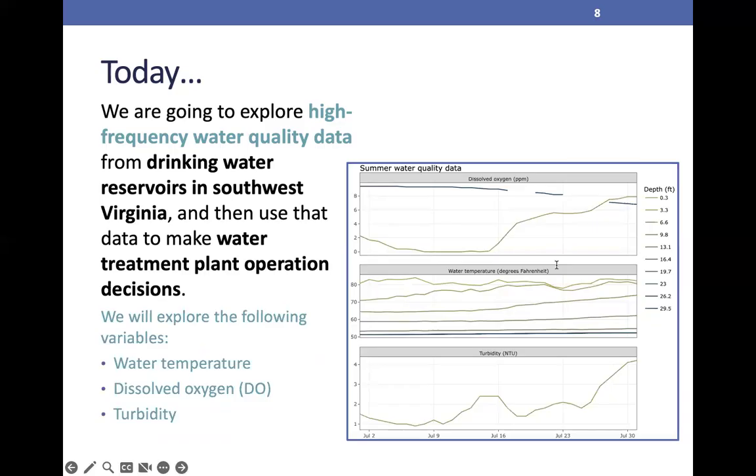In addition to turbidity, you will also explore water temperature and dissolved oxygen data, which are collected at multiple depths in the reservoir. On the right is an example figure of water temperature, dissolved oxygen, and turbidity data collected from multiple depths in a drinking water reservoir during the summer. You will learn how to interpret these data and understand how the data can be used to assess water quality.